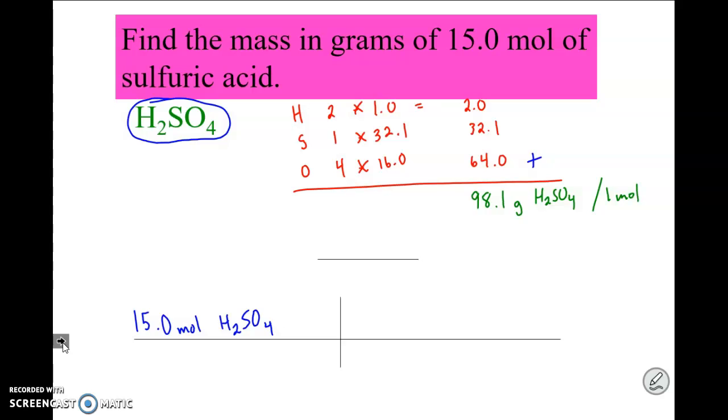So I'm going to plug it in. 1 mole of H2SO4 is 98.1 grams of H2SO4. Final answer, I've got 3 significant figures there and 3 here. 1,470 grams of H2SO4.